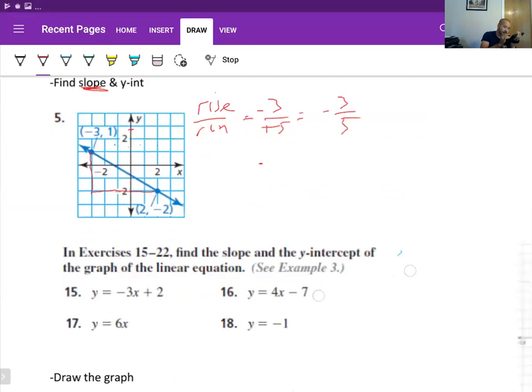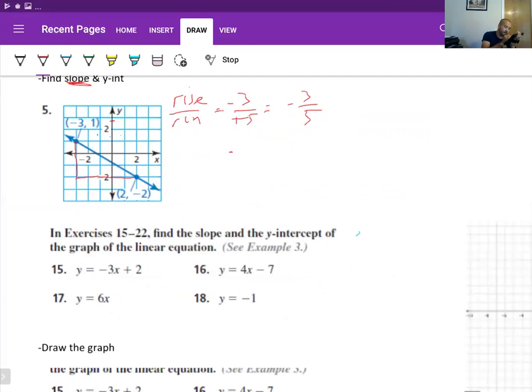Then with these other ones down here, the slope is -3. Here the slope is 4. Here the slope is 6. Okay, here on 18, there's no x, right? The slope is the number that's in front of the x. So really, what's the number in front of x on this one? There's not one. It's 0. There you go. So that's finding the slope.